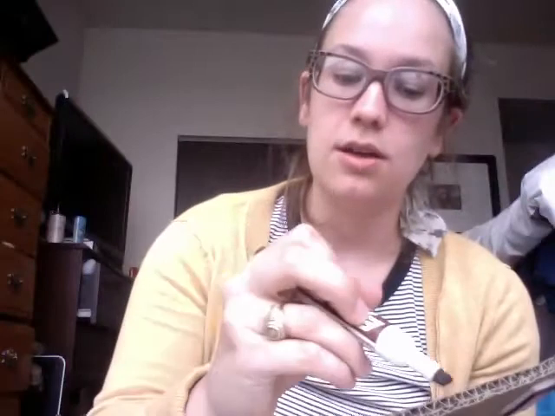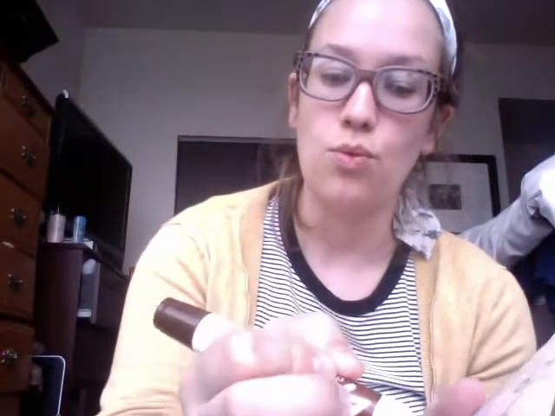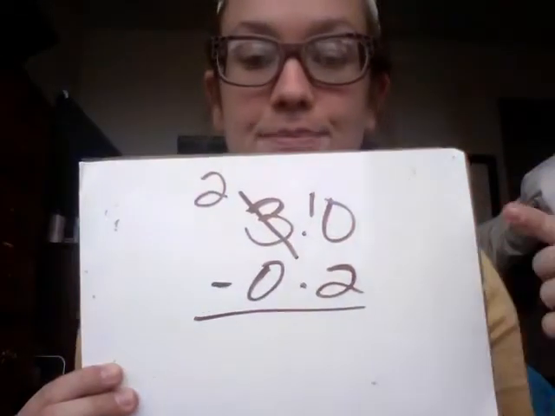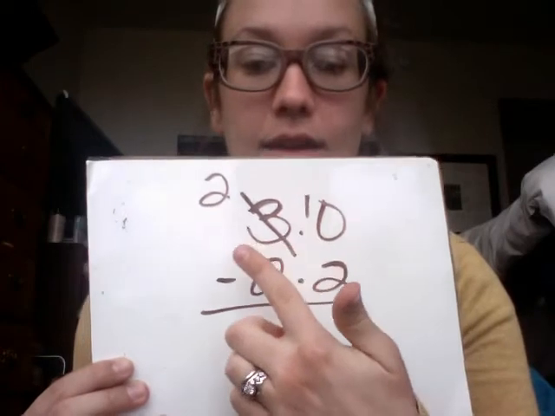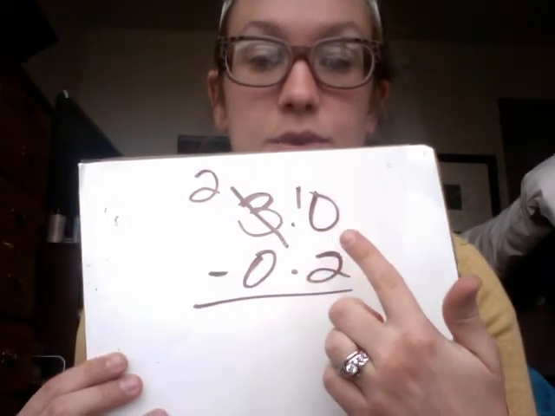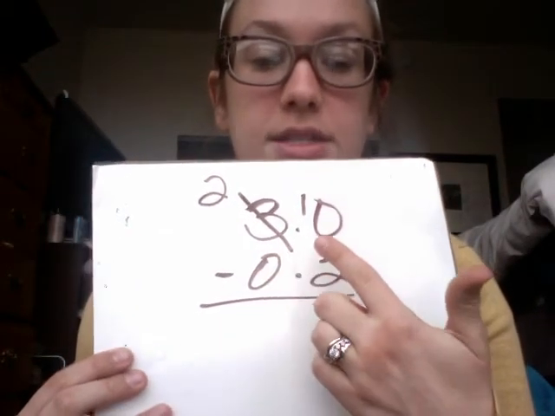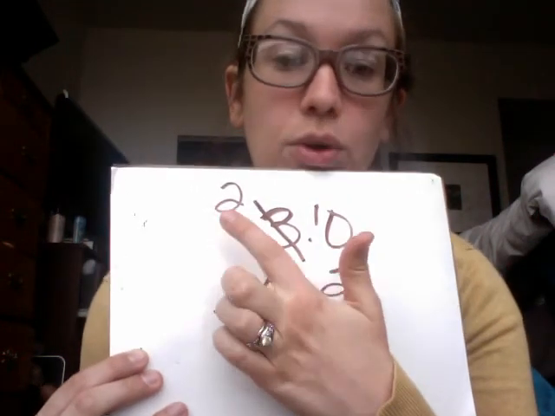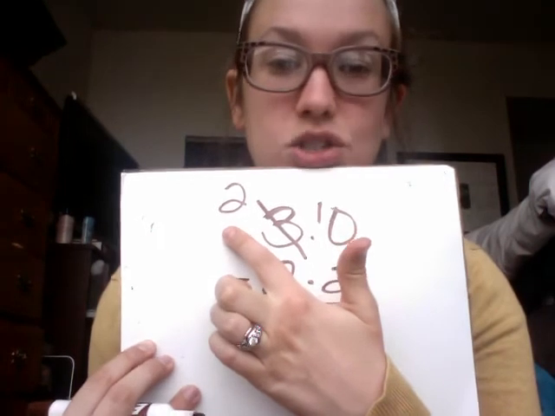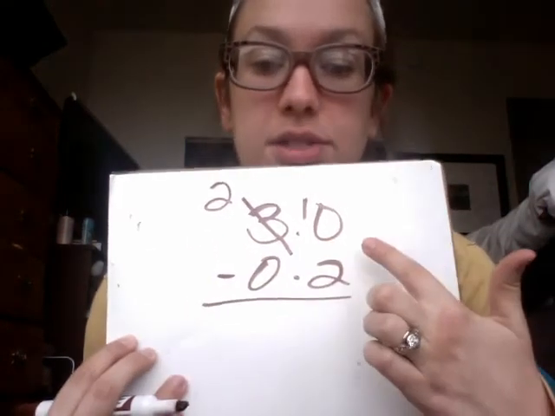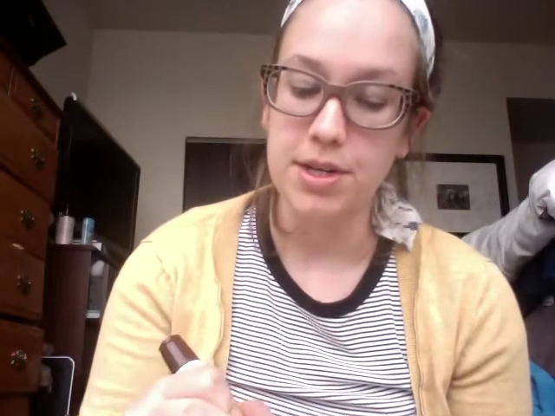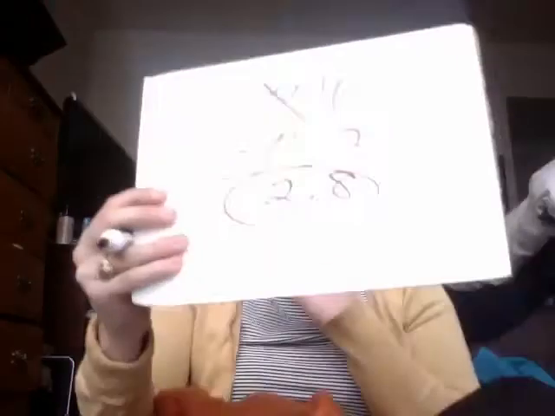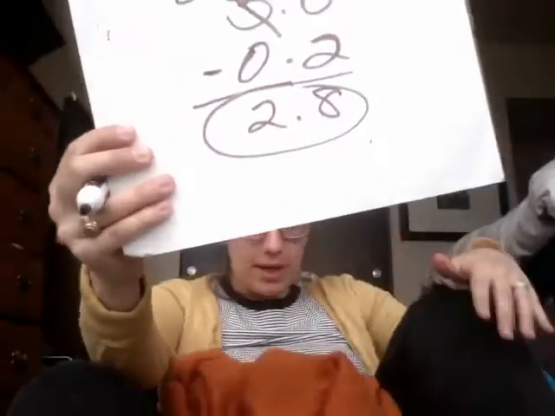We're taking one of our ones from our 3 and giving it to our tenths place. So we trade in 1 one for 10 tenths. That still leaves us with 2 ones left. It's like what we did just a second ago. So now 10 minus 2 is 8, and 2 minus 0 is 2. So we get the same answer, 2.8, right? Pretty simple.